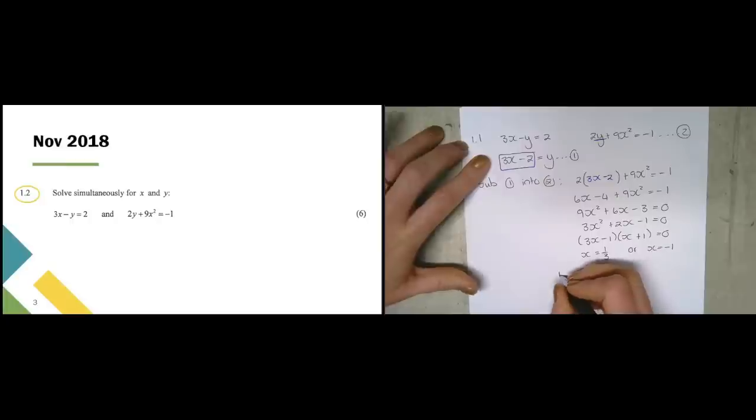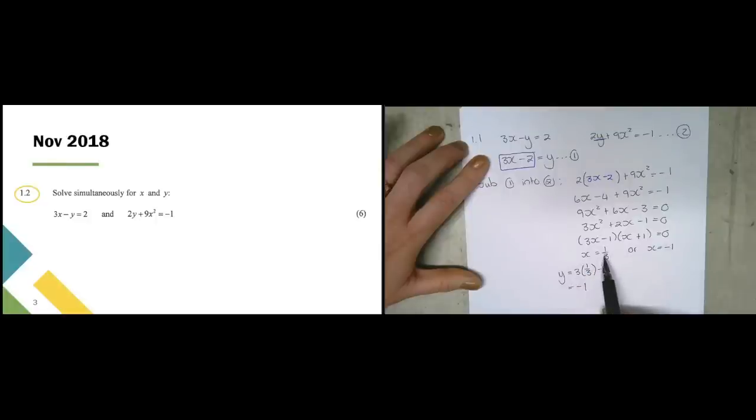Tip is take the equation that's the easiest. So I'm going to take equation 1. So I'm going to go y equals 3x minus 2. What if x was a third? So I'm going to sub in a third first. 3 times a third minus 2. 1 minus 2 is negative 1.